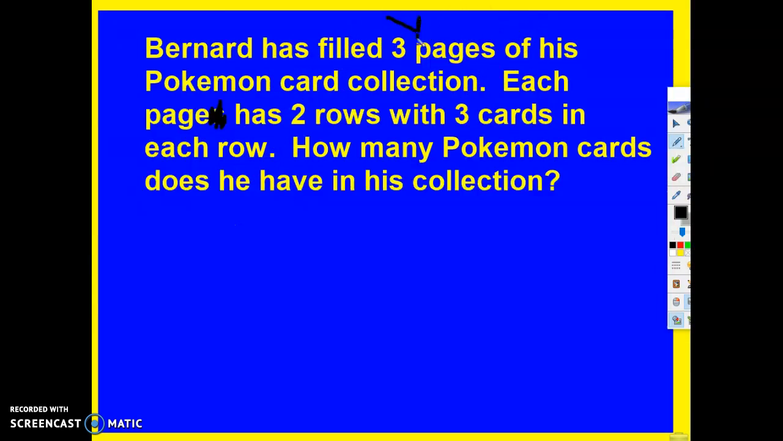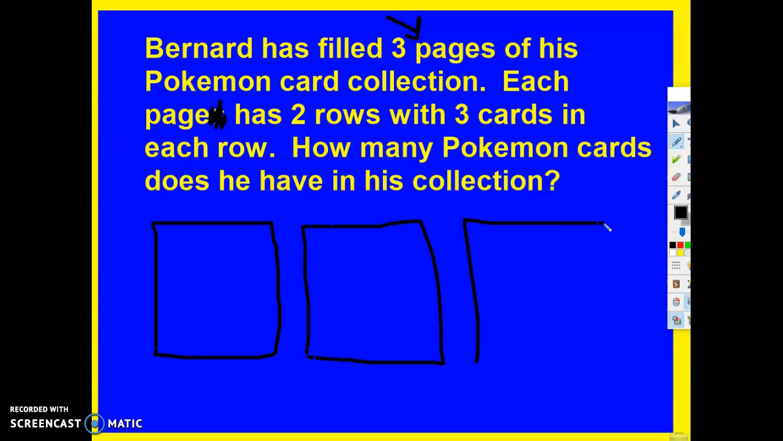Okay, so he has 3 pages. So 1. I'm going to try that again, make that a little bigger. 1, 2, 3. Okay, each page has 2 rows with 3 cards in each row. So again, array, right? Whenever you see either rows or columns, it's a clue that you need to think about arrays. So a 2 by 3. So I have my 2 rows, 1, 2, and 3 cards in each row. 2, 3, 1, 2, 3.